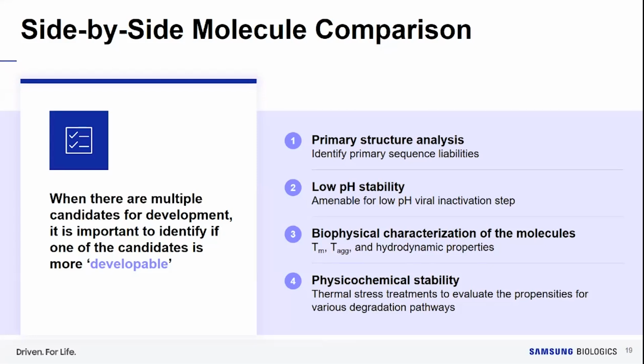So at the late stage of discovery, there are often multiple candidates for development. Therefore, it's important for us to be able to compare the molecules side by side. It is also important for us to gain an early assessment of the molecular properties with regards to physical and chemical stability, as well as biophysical properties, solubility, and process stability, like the low pH stability that we mentioned before. Since optimizing the formulation conditions can only improve stability incrementally, it is essential that we select the most developable molecule to move forward.